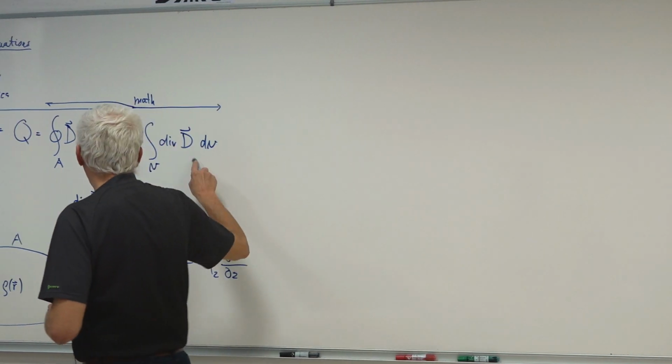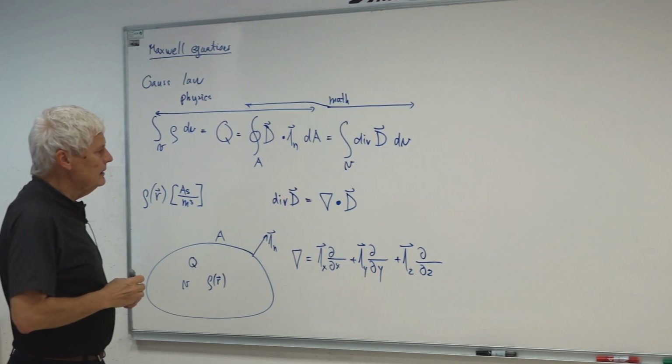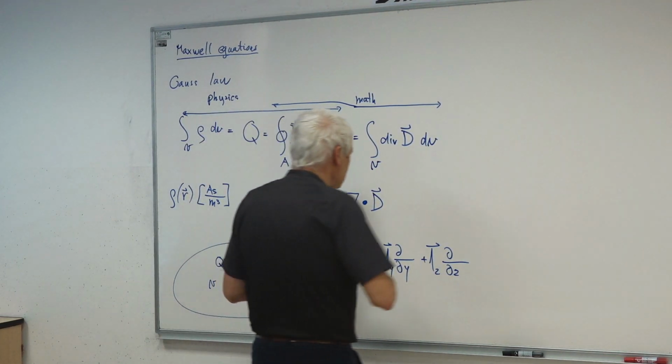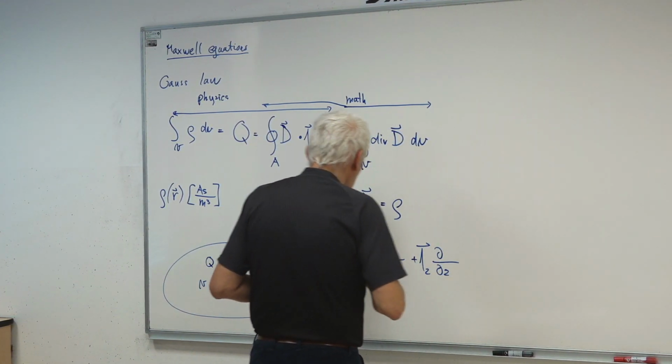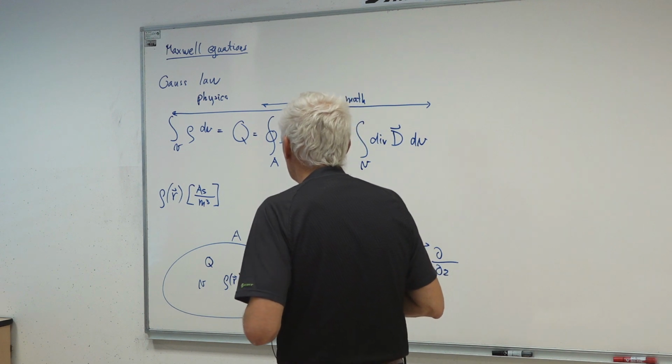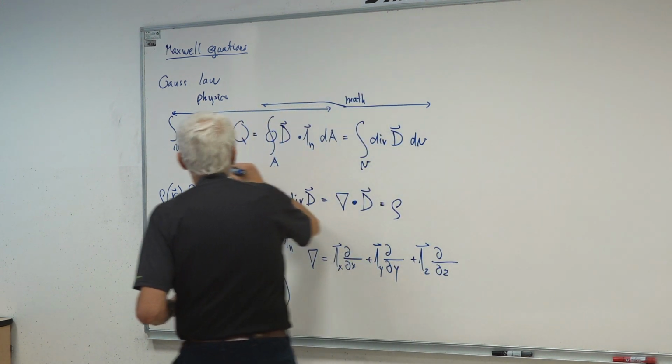And if I compare the rightmost side to the leftmost side, on the other side this is just the charge density rho. So I could rewrite my total Gaussian law in differential format. So this was the integral form.